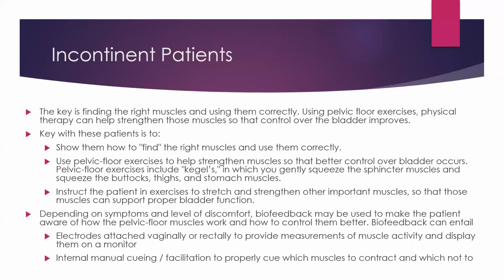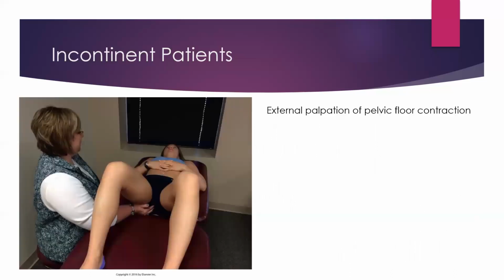Depending upon the symptoms and level of discomfort, we may use biofeedback to help them become more aware of activating those muscles. Electrodes can be attached vaginally and or rectally to provide measurement of muscle activity and display them on a monitor or cause that beeping noise that normal biofeedback provides. You can also do internal or manual cueing. Again, this is with palpation, properly cue which muscles to contract and which not to. This is a whole field, so if you're interested in getting this, it's very needed.